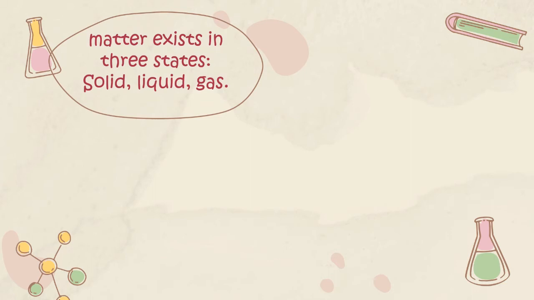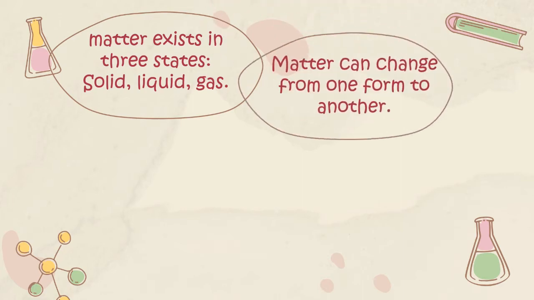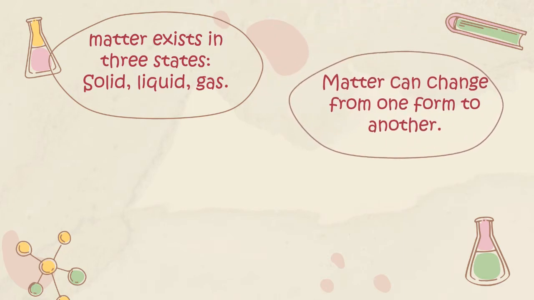Matter exists in three states: solid, liquid, and gas. Zat terdiri dari tiga. Ada padat, cair, dan gas. Matter can change from one form to another. Zat dapat berubah dari satu bentuk ke bentuk lainnya.